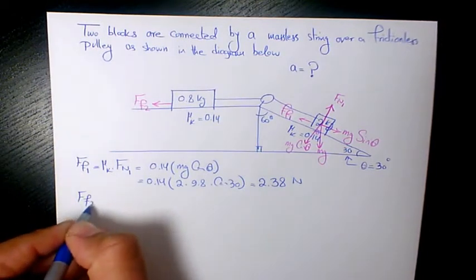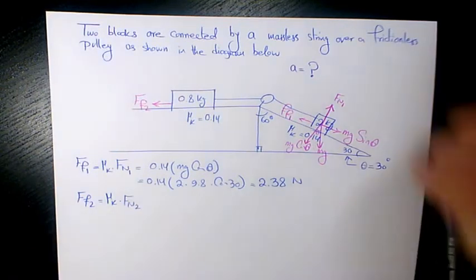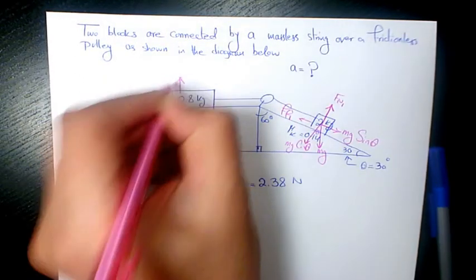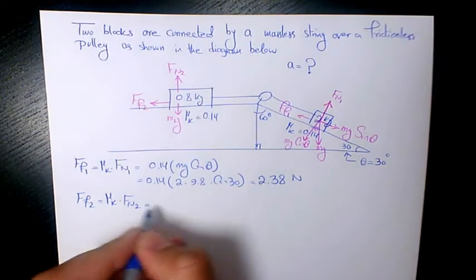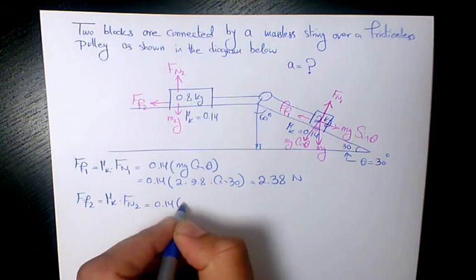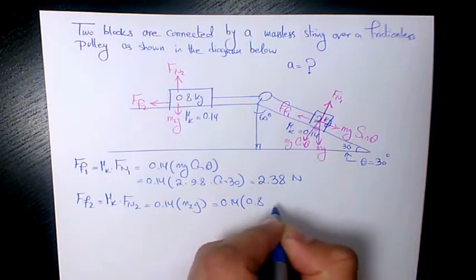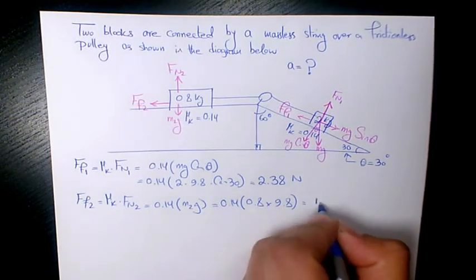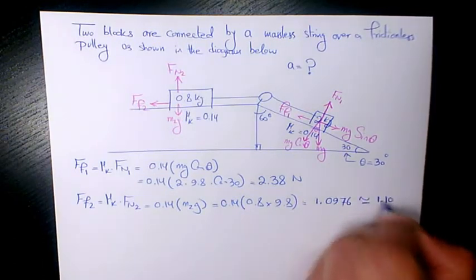And after that we have F of F2. It's going to be mu k times F of N2. Here we have M2G, and here we have Fn2. Fn2 will be equal to M2G. So it's going to be 0.14 times M2G, which will be 0.14 times 0.8 times 9.8. That will be 1.0976, which I can round to 1.10 Newton.